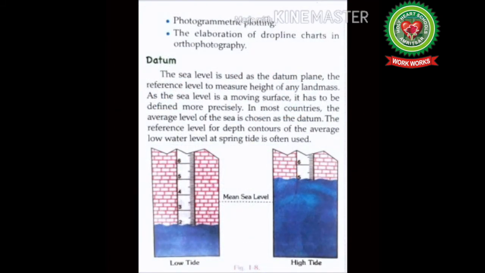Next point is datum. The sea level is used as the datum plane, the reference level to measure the height of any landmass. As the sea level is a moving surface, it has to be defined more precisely. In most countries, the average level of the sea is chosen as the datum. The reference level for depth contours, the average low water level at spring tide, is often used.